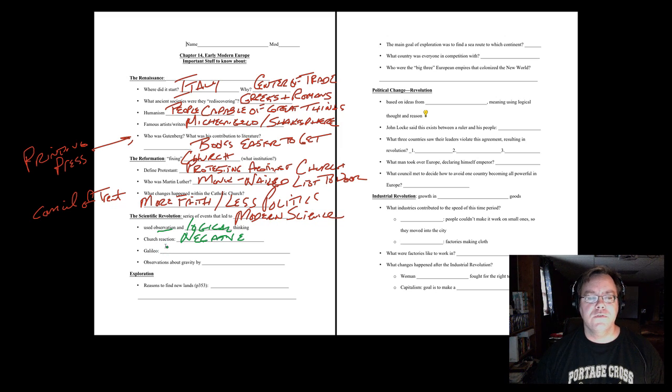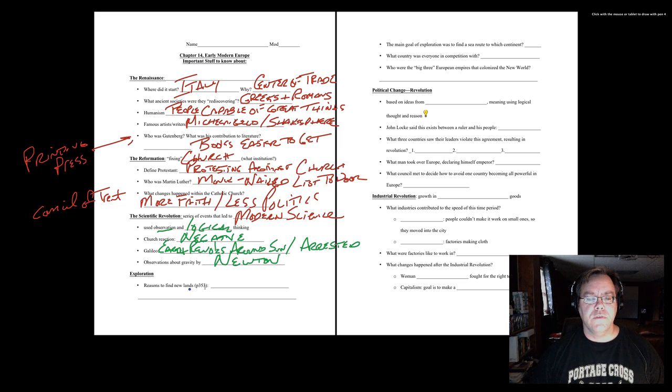Galileo was a scientist who said the earth revolved around the sun. And if you remember, he was arrested by the church for saying that because it was opposite of what the church believed. The church believed that the earth was the center of the universe, not the sun. And who made observations about gravity? That was Sir Isaac Newton. He was a great scientist and mathematician of the scientific revolution.